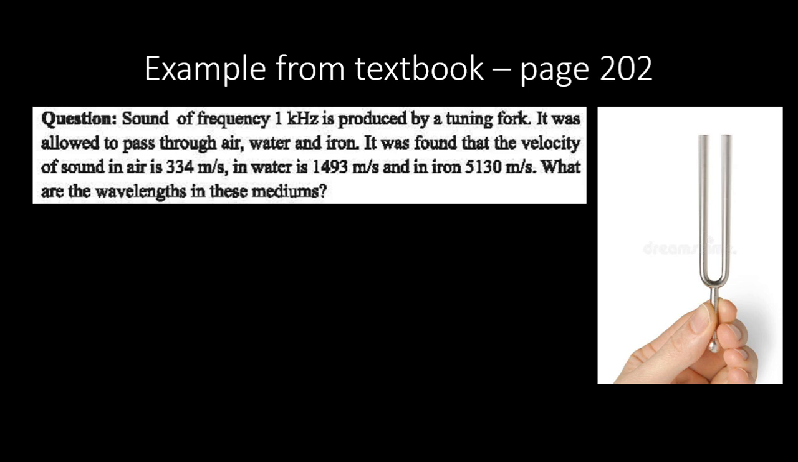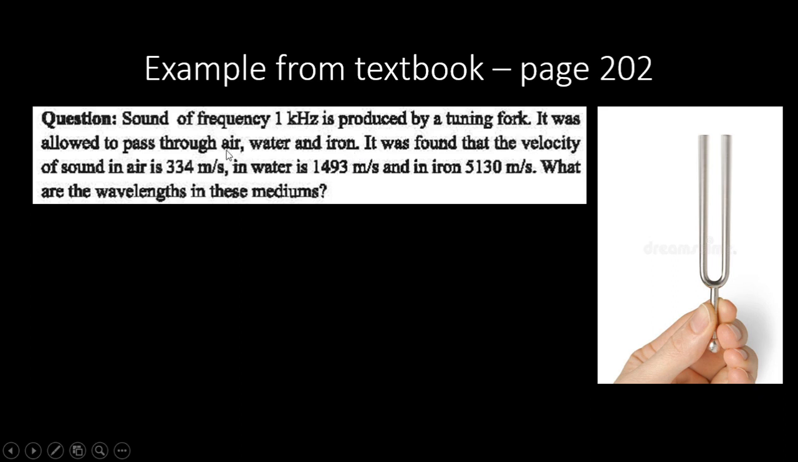That can be bought from the market or scientific stores, and there are different types of tuning forks. For example, this tuning fork produces a sound frequency of 1 kHz. There may be another tuning fork that produces sound of frequency 512 Hz. So you can find tuning forks of different frequencies. This tuning fork is designed to produce 1 kHz sound frequency, and the sound produced from it now passes through air, water, and iron.